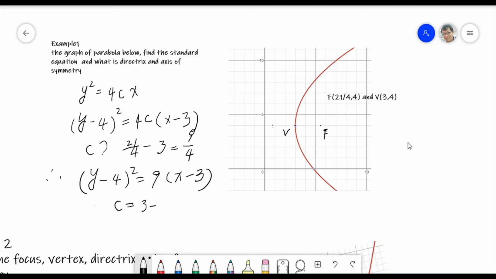Minus c. C is 9/4, right? So it's 3/4. So what is the axis of symmetry? Definitely it is the y-axis, right? So it's y equals 4. So this is the x.